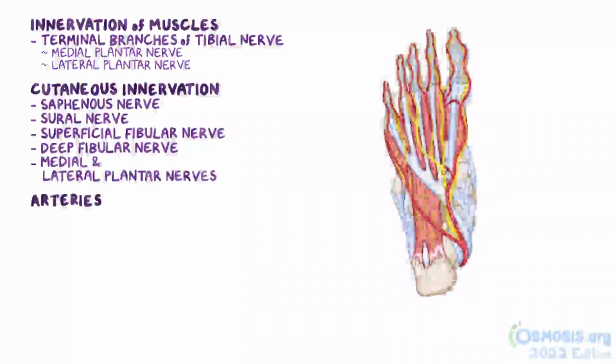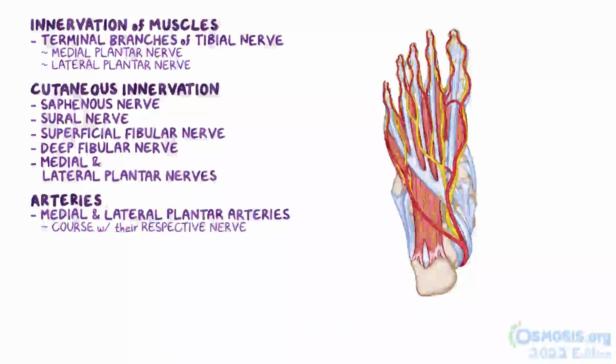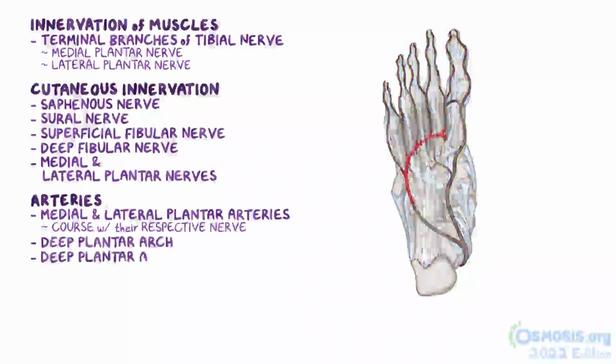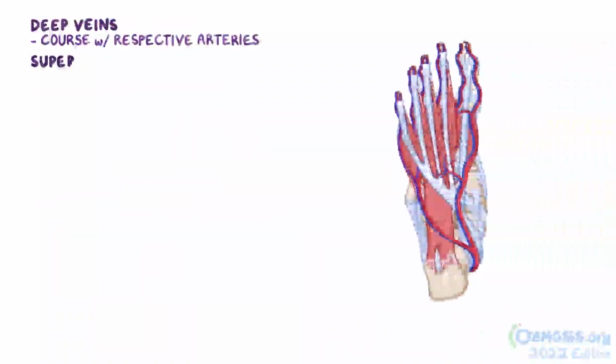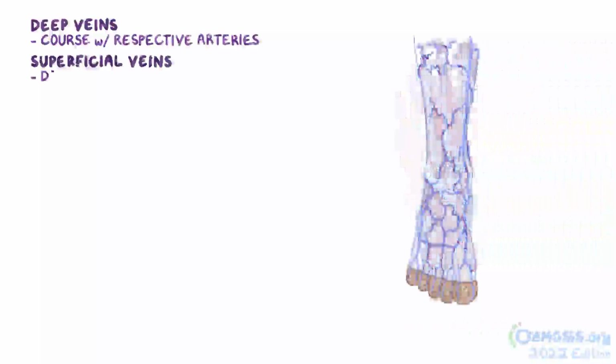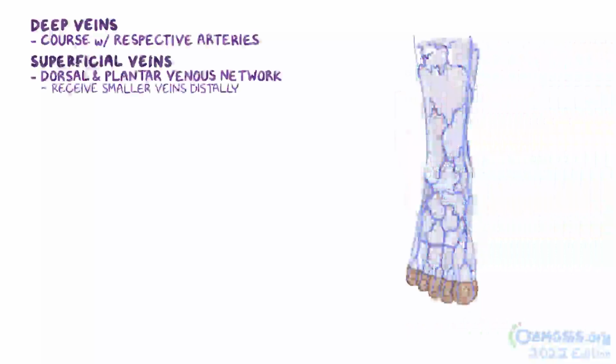Next, arteries. The medial and lateral plantar arteries course with their respective nerves. The lateral plantar artery forms the deep plantar arch alongside the deep plantar artery, a branch of the dorsalis pedis artery. The dorsalis pedis artery is a direct continuation of the anterior tibial artery. The deep veins of the foot course with their respective arteries, while superficial venous drainage is ensured by a dorsal and plantar venous network, which receives a series of smaller veins distally.